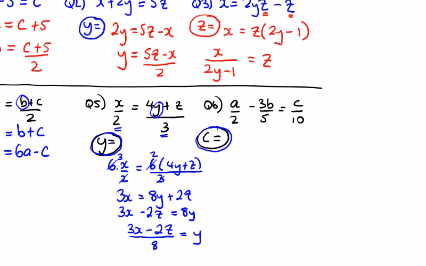Okay, what about the third one, c? Here it is. Again, we need a number to multiply by to get rid of all these guys on the bottom.